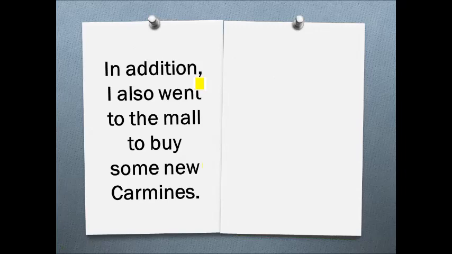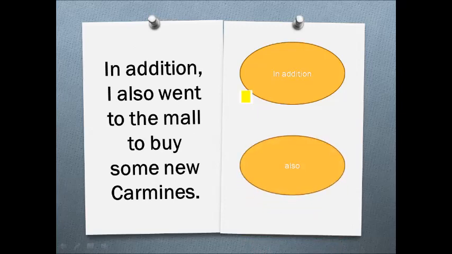So in this option from the question before, in addition, I also went to the mall to buy some new Carmines, we see that we have the phrase in addition, and then we have also. Both of those mean kind of the same thing, so we're not going to need both of them. So we need to take off one. I would prefer to take off also, so I would say in addition, I went to the mall to buy some new Carmines. You might choose to take off in addition and just say I also went to the mall to buy some new Carmines.